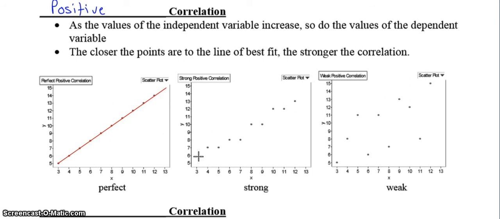In the second scatter plot, the points are close to the line of best fit, so that is a strong correlation. Please ensure when you are talking about strong correlations, you say points are close to the line of best fit.